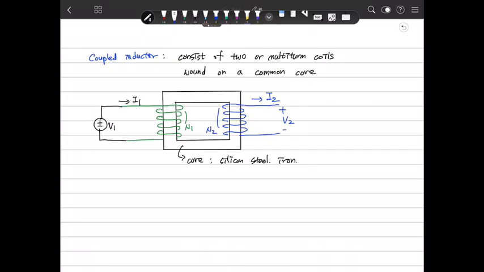When the core is silicon steel or iron, it has a very high permeability. In Korean, 투자율. I mean, with a high permeability material, the flux is very well established in this material. So we call this structure a coupled inductor. In other words, it is a transformer.